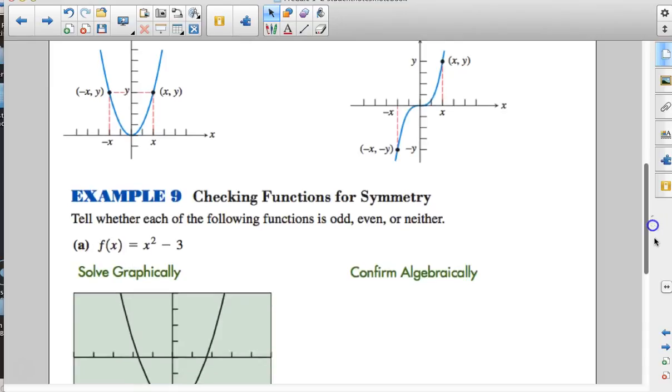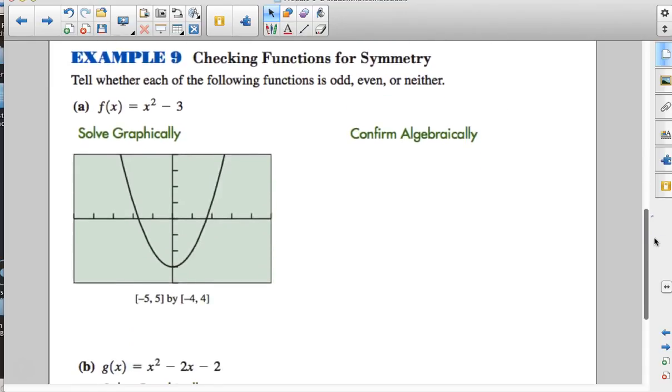So this one has us checking functions for symmetry and telling whether each of the following functions is odd, even, or neither. We're going to look at it graphically, obviously, but then we're also going to confirm this algebraically. So take a peek at that. Even or odd? Yeah, I mean, you can see right there, flopping over the y-axis there. So, even.